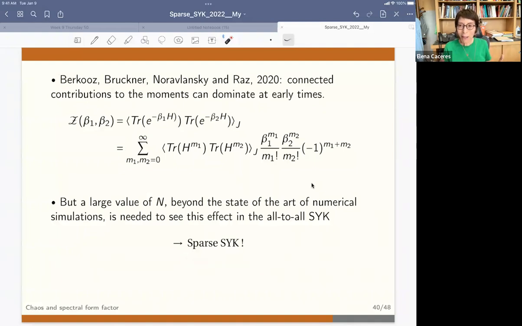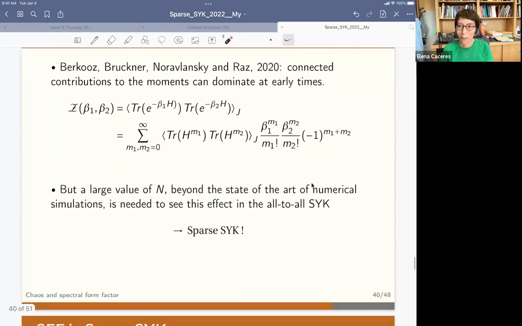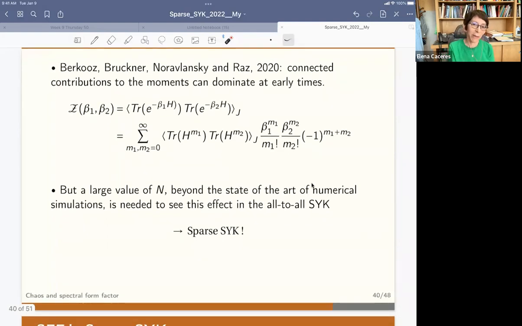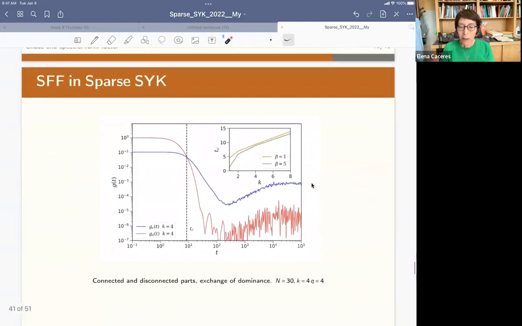But as we said, one of the advantages of the sparse SYK is that it's more accessible to numerical simulation. So we thought, let's try to do it in sparse SYK and see if we can actually verify that the connected part contributes at early times. This is what should be out in the next month or so. It's just a short note.